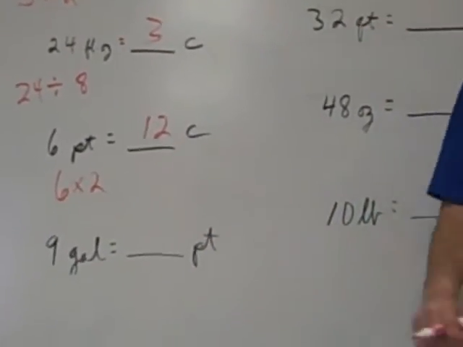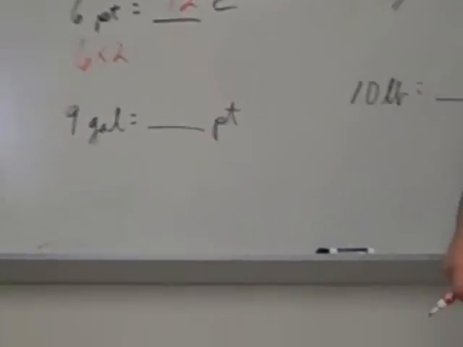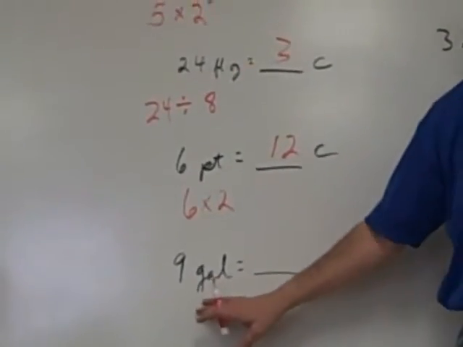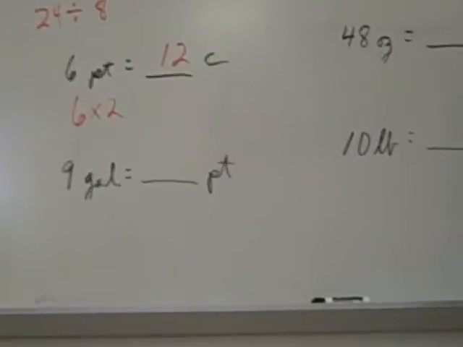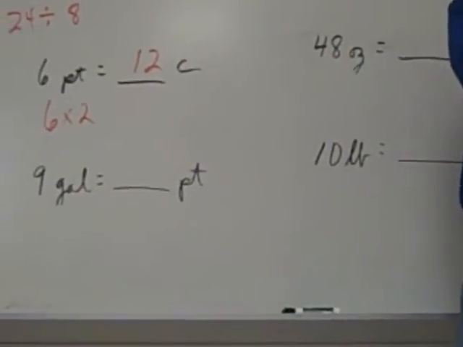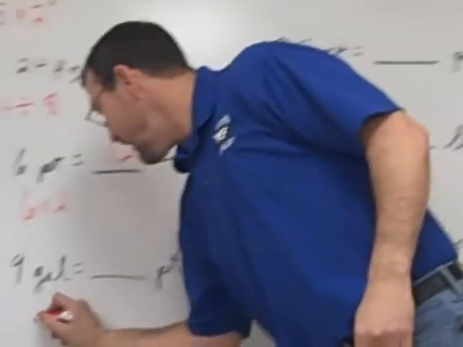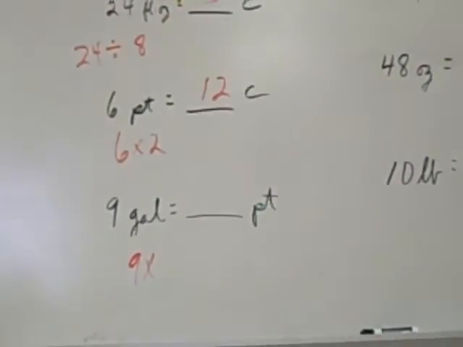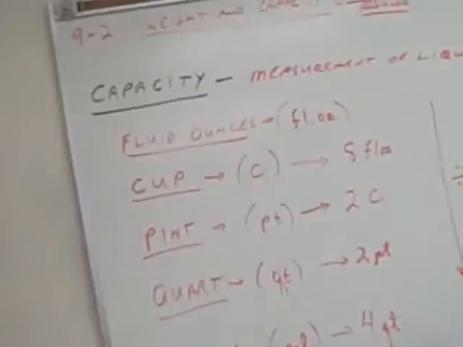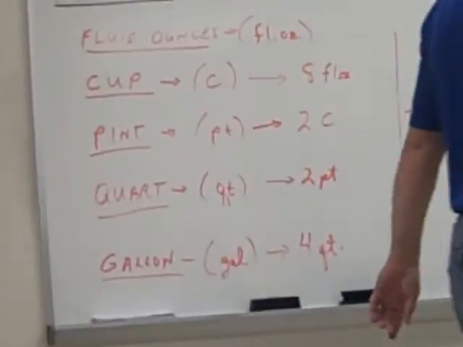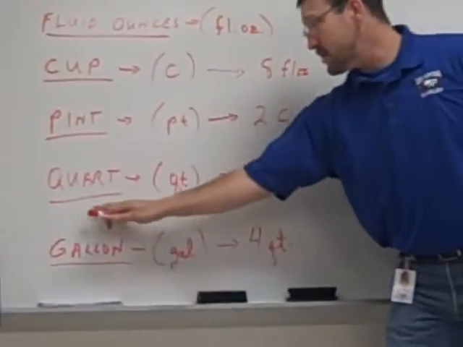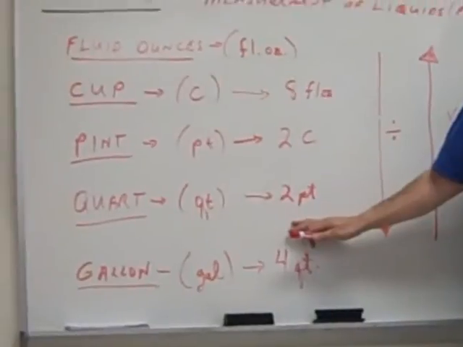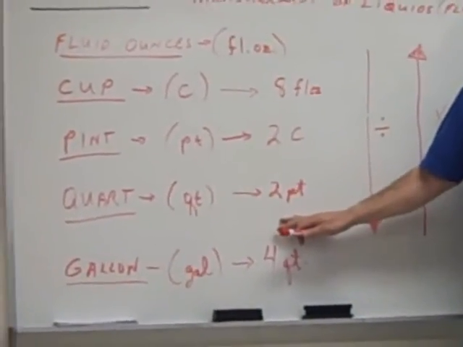9 gallons to pints. Hey, we're starting with the biggest thing we got and going to something else. It has to be big to small, right? Big, small, times. 9 times. Now find gallons and pints on the same level. It's not. Here's gallons and quarts. Here's quarts and pints. I've got to travel, don't I?